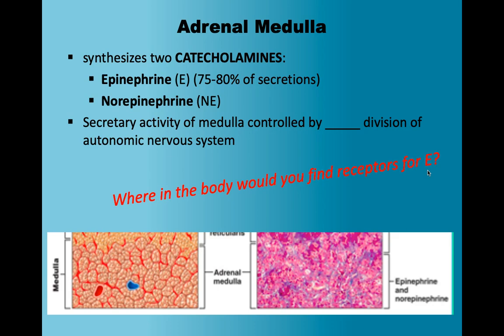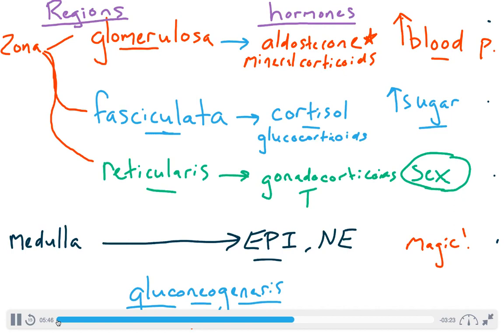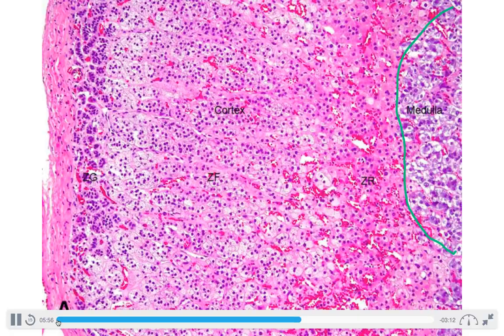So I think you can nicely tie that to the word magic. So blood, sugar, sex, magic is a nice mnemonic to bear in mind the sequence or the order of hormones that are released from these different regions of the adrenal cortex. So I also want to show a histology picture to introduce you guys to what this looks like.